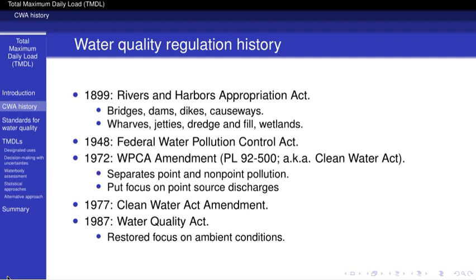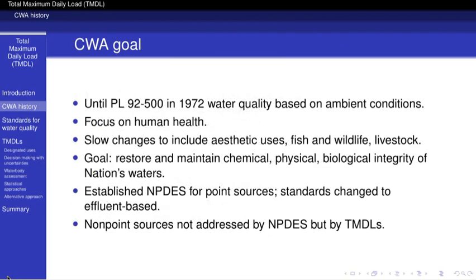This act was supplemented by the Clean Water Act of 1977 and the Water Quality Act of 1987, which restored ambient conditions to set water quality standards. These three laws are the current drivers for protecting the nation's water resources. The focus of water quality laws was originally on human health. This focus gradually broadened to include aesthetic uses such as fishable and swimmable.